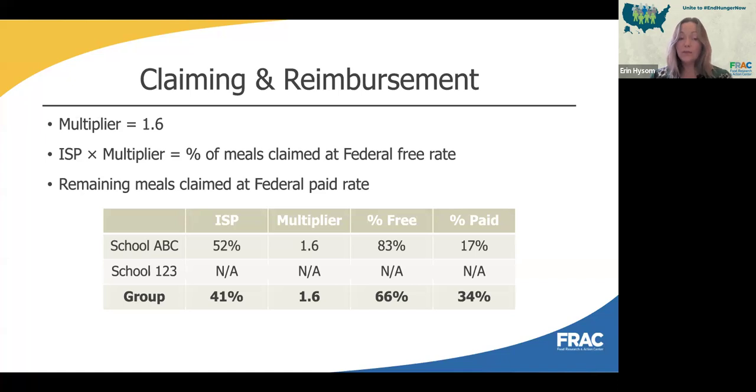So if school ABC serves 100 lunches today, 83 lunches are going to receive the higher federal free rate of reimbursement, and 17 lunches are going to receive the lower federal paid rate for reimbursement. You want to go to the next slide, Steve? I'll go through that one too.